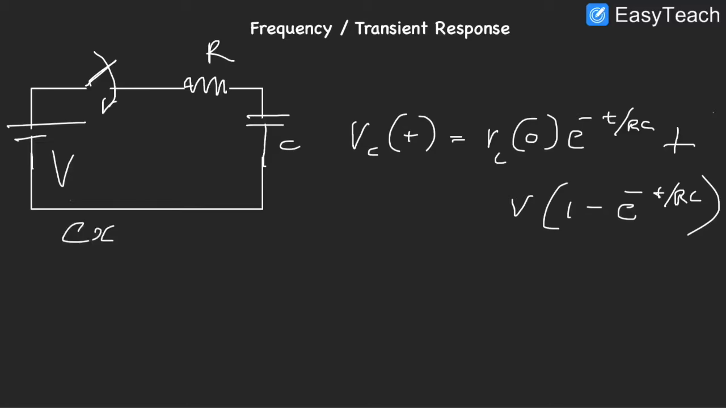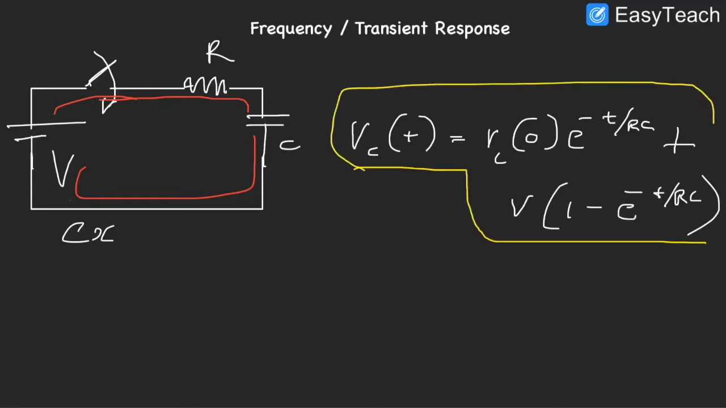Today we're going to look at frequency and transient response in capacitive and inductive circuits. When the switch is closed, this DC current is going to charge the capacitor. The capacitor voltage at any point in time is given by this expression that I've written on the right-hand side. So this expression gives the capacitor voltage at any point in time after the switch is closed. Let's examine what each element means.